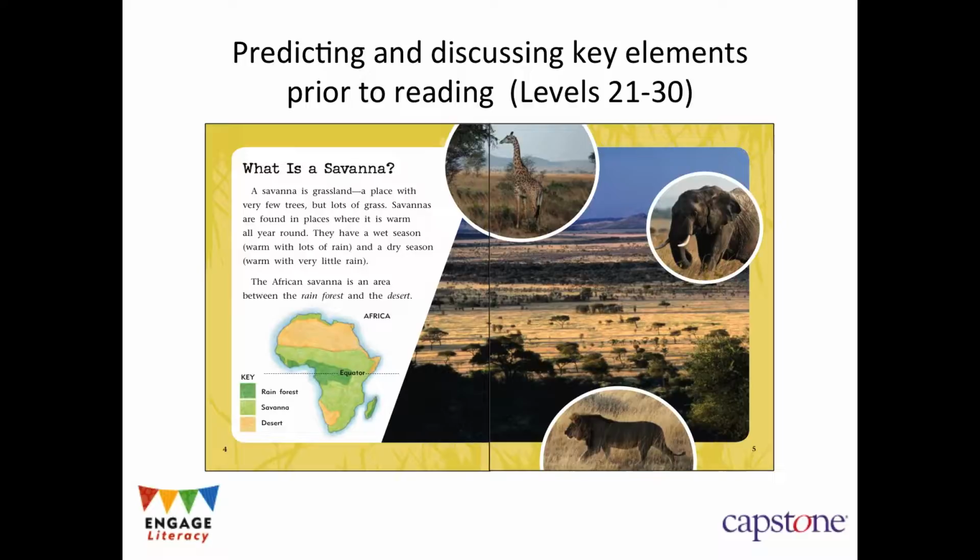For example, if using the level 25 text, Wild Savannah Zoos, discussion and predictions could involve questions such as, what do you think the word savannah might mean? Or why might a map of Africa be shown? And what might the different colours on the map indicate? Or why do you think the words desert and rainforest are italicised? From beginning readers right through to the more competent readers, a story walk and prediction help to provide the reader with a solid base to begin reading.